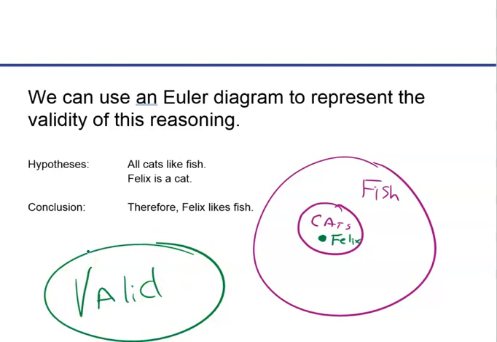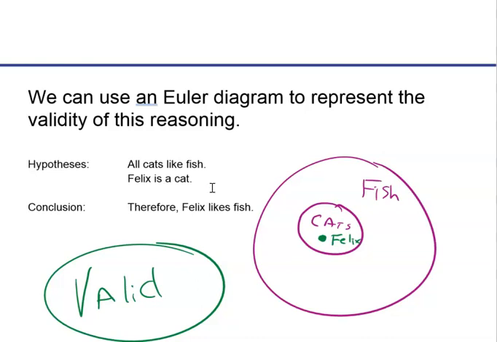Now, is it a true argument? What if Felix is one of those cats that doesn't like fish? You know, there's 80 of them or something, right? It doesn't matter. All we're saying is if it's true that all cats like fish, and it's true that Felix is a cat, because this is a valid argument, it is also true that Felix likes fish. Okay, so that's why it's valid. It doesn't have to do with it being true. Valid means if your hypothesis is true, then your conclusion is true. I hope that was clear.